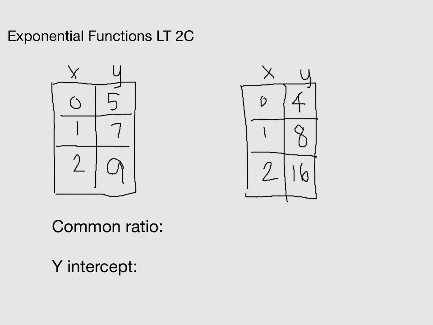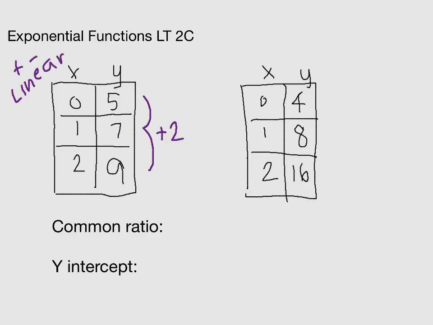My y first starts at 5 and then I go to 7. I think, do I add, subtract, multiply, or divide to go to that? And then from 7 to 9, I actually add 2 each time. Remember, when you add or subtract by the same number, this is a linear function.